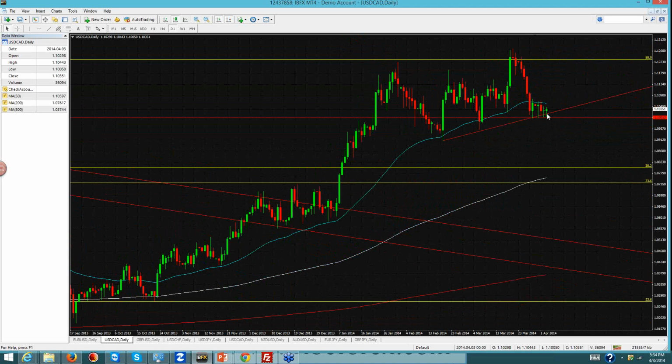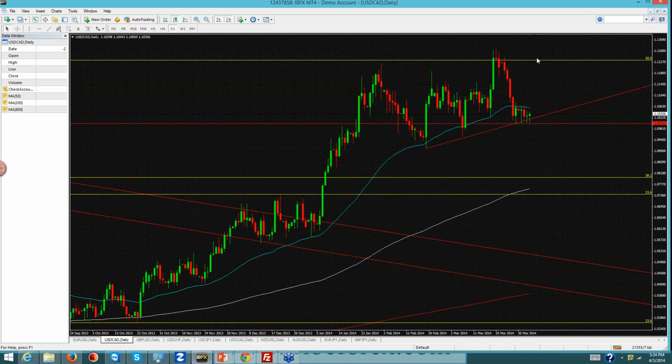Now, anything can happen, but that's what we're looking for. We're geared up for a continuation and a move back up into this consolidation zone. Now, that all depends on what comes out tomorrow.